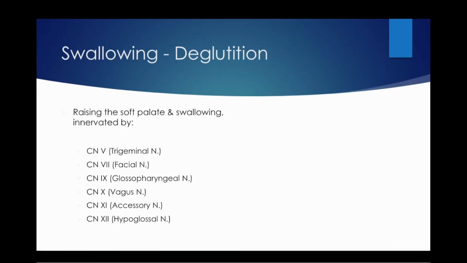Swallowing, deglutition, raises a soft palate and swallows. Again, these are all the nerves involved with swallowing. You don't need to memorize all of them. But obviously, there's a lot of cranial nerves involved with the process of swallowing, which is again why anyone coming in with any type of weakness or neurological complaint, don't give them any food until you've ruled out stroke and that they can swallow properly.